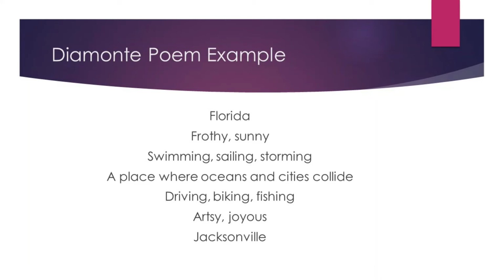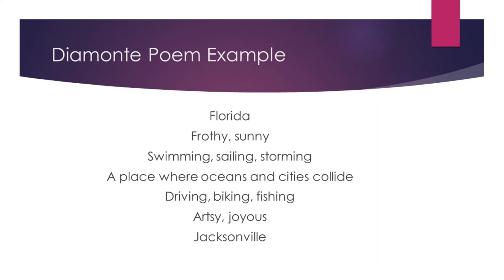So as you can see in my poem, we're talking about the state of Florida and all of the things that make up Florida. It's sunny, the ocean is frothy because the waves have been crashing back and forth, and there's swimming and there's sailing, and sometimes it storms. But we live in Jacksonville, and that's a city in Florida. And in Jacksonville, we do a lot of driving. We might ride our bike a lot, or we might go fishing. If you go downtown, you can see all of the cool artwork. And people here are just so friendly that it's just such a joyous place. It's so full of joy.